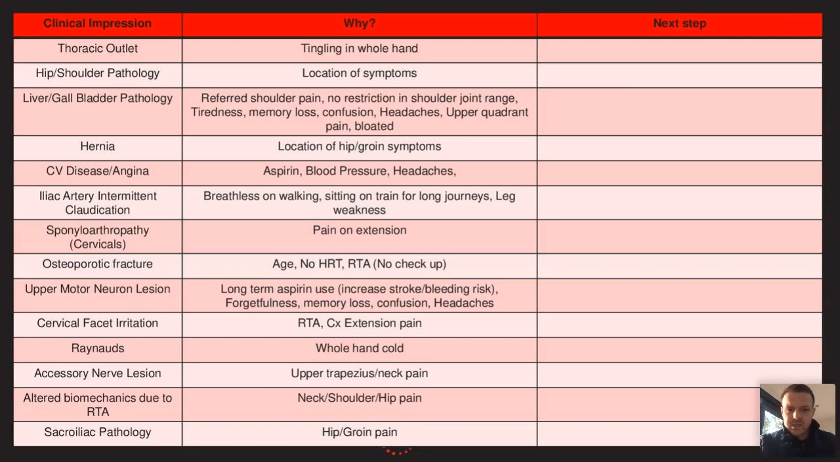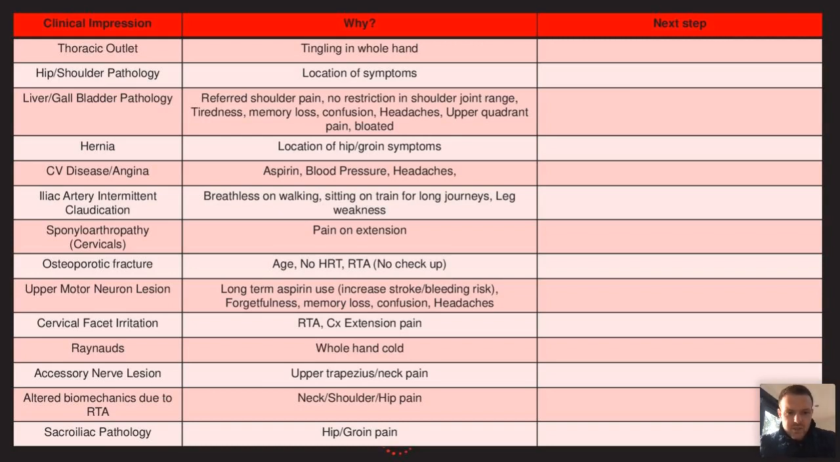The accessory nerve supplies the upper trapezius, and it's one of your cranial nerves. So you can check for an accessory nerve lesion, and that could be linked to the extension pain in the neck as well. Okay, so there's potential of a couple of issues there, and the trapezius symptoms she's been getting.